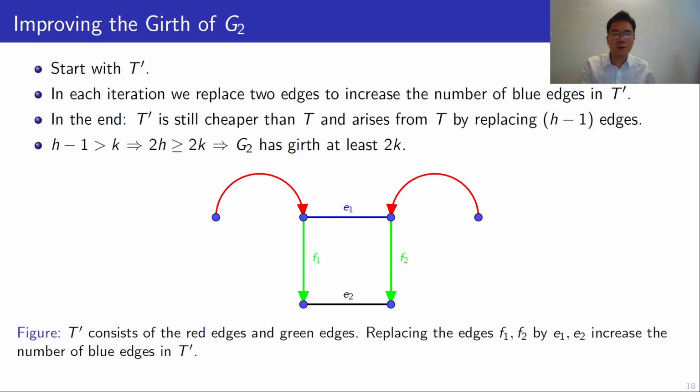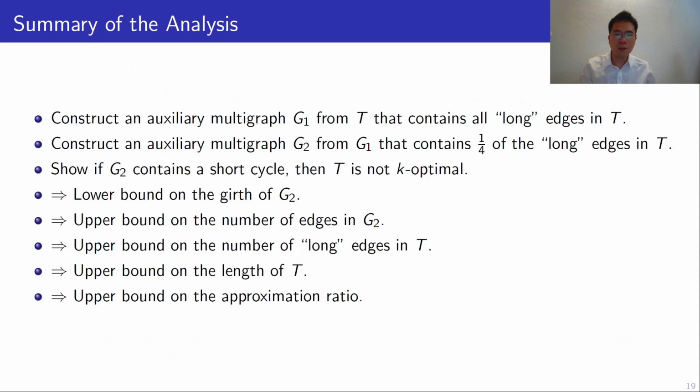Now we can conclude that H-1 must be greater than K, otherwise T is not K optimal, and this is equivalent to 2H is greater or equal to 2K, and therefore we can conclude that G2 has girth at least 2k. Okay, now we have a good lower bound on the girth of G2, so we are done with the main steps of the analysis. Let us just summarize the steps of the analysis again.